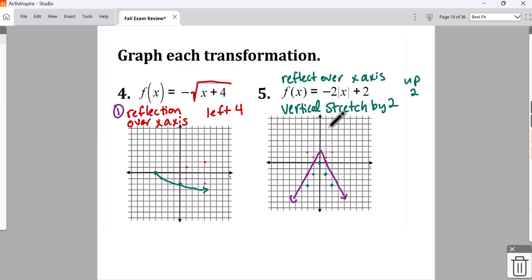Reflection over the x-axis on this one also has a reflection. There's a 2 on the outside, and so that's a vertical stretch by 2. There's also a plus 2 on the outside, and so that's a shift up. So we reflected the red dots, which are my parent function of my absolute value graph. We reflected them, so that became the green dots, and we stretched them. So they're twice as tall as they were before. And then we took all of those green dots and shifted them up 2 spaces.